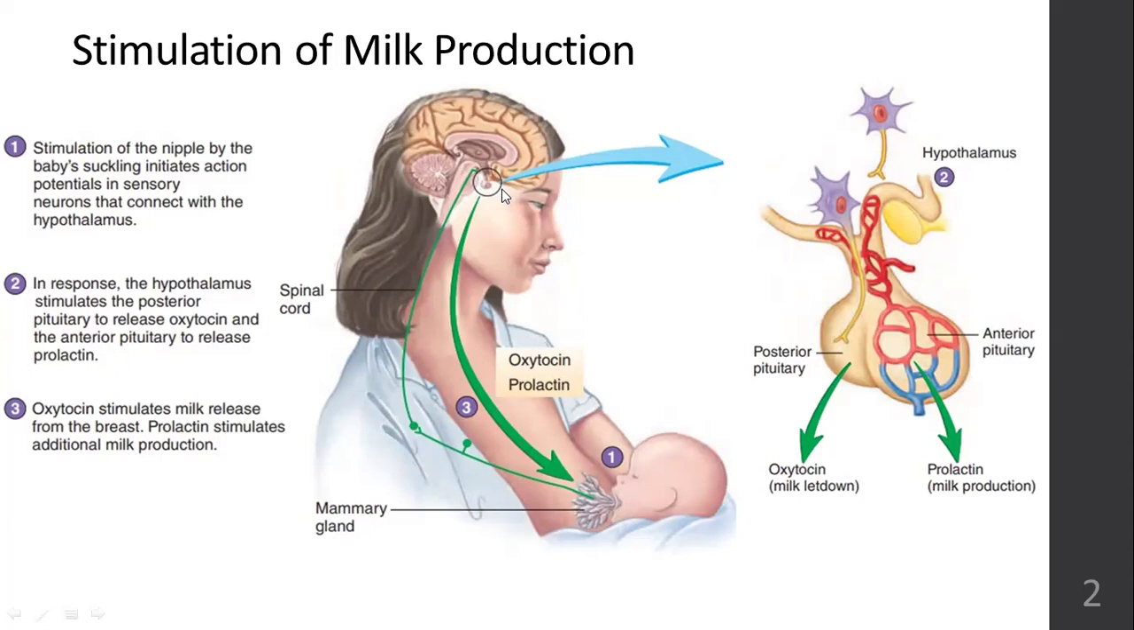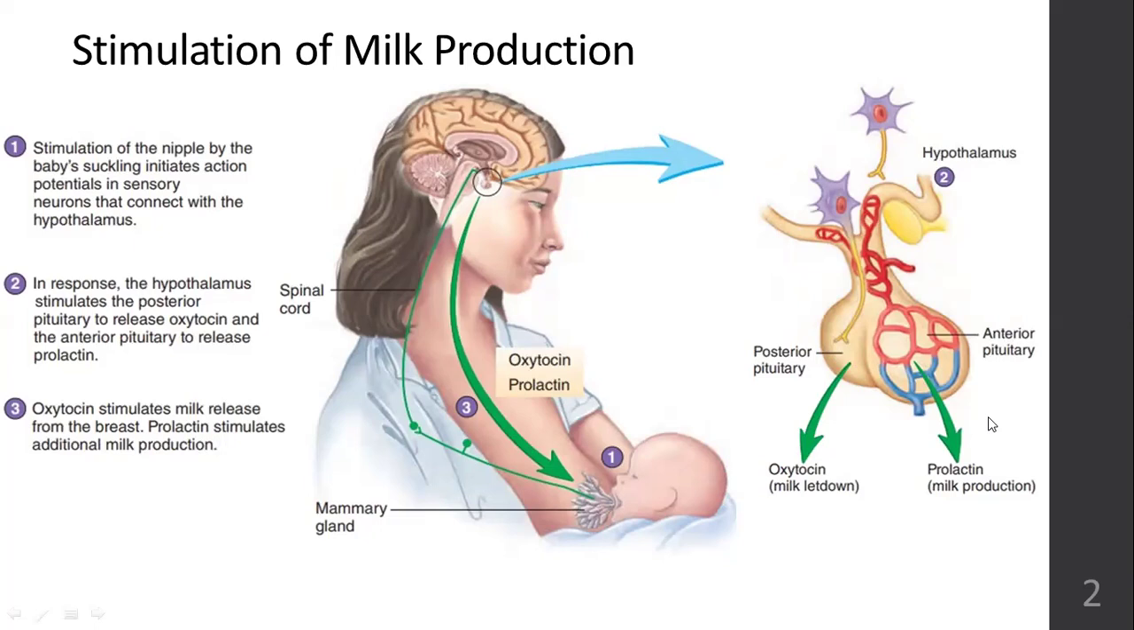So the anterior pituitary gland, the front part, will secrete prolactin. Prolactin is a hormone. Posterior pituitary gland will secrete oxytocin. Prolactin leads to milk production. So when the mother keeps on continuing the breastfeeding, her breast will produce more and more milk. Milk production will keep on going as long as the mother continues to breastfeed the child.